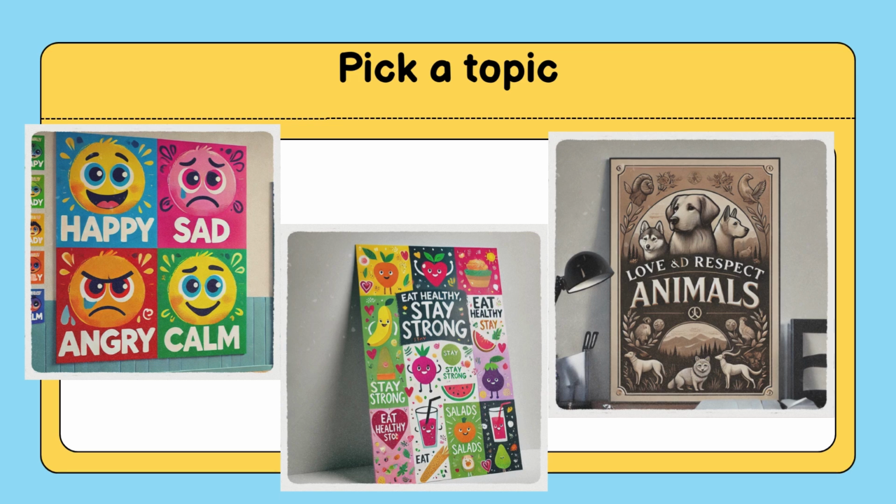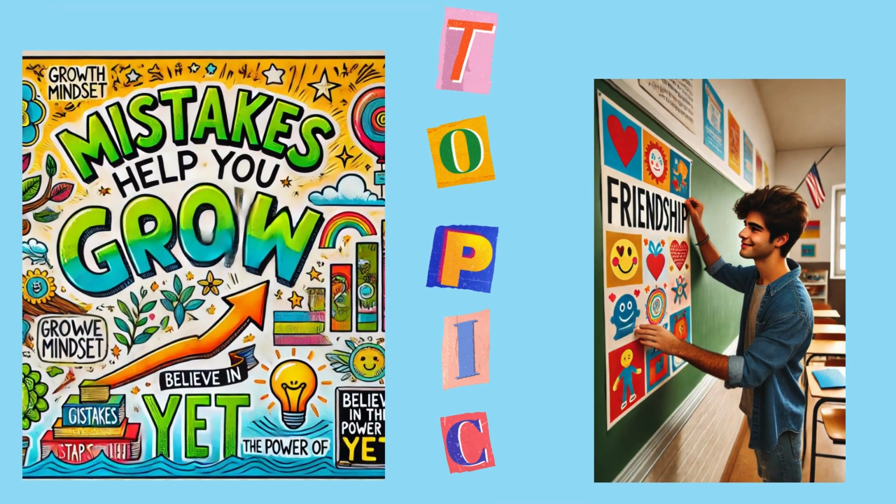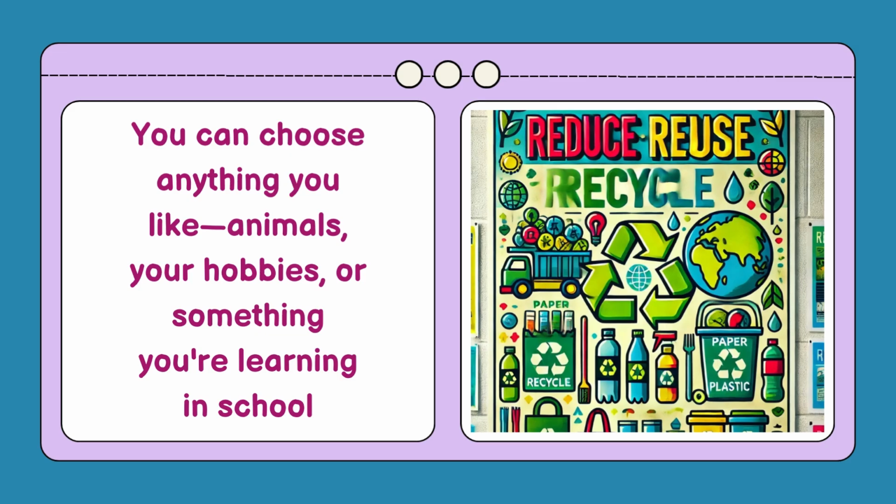The first step is to pick a topic for your poster. You can choose anything you like: animals, your hobbies, or something you're learning in school. Pick a topic that interests you and that you want to show to others. Once you have your topic, it's time to move to the next step.